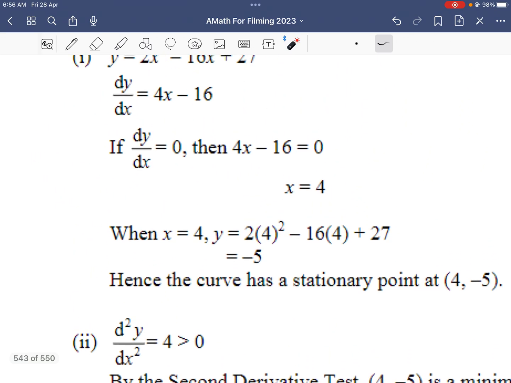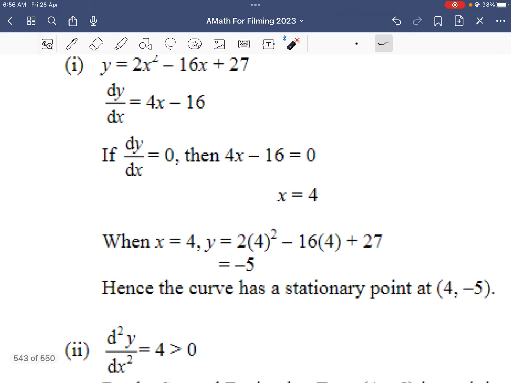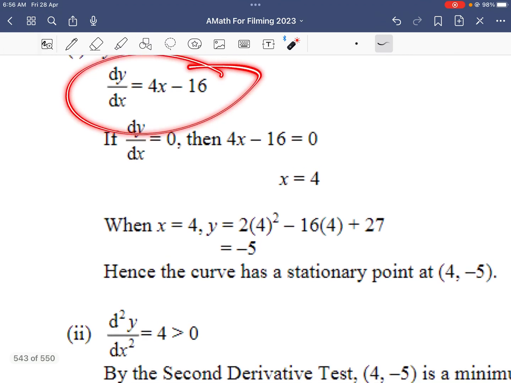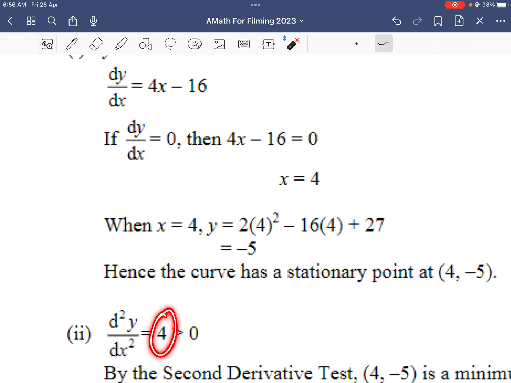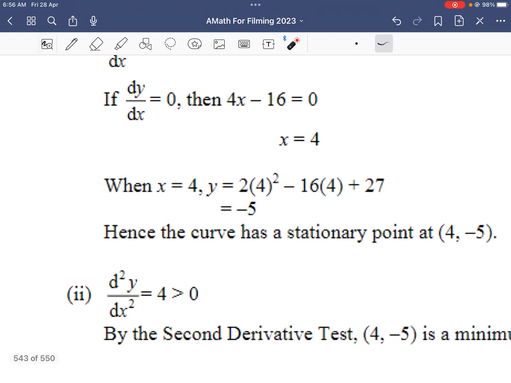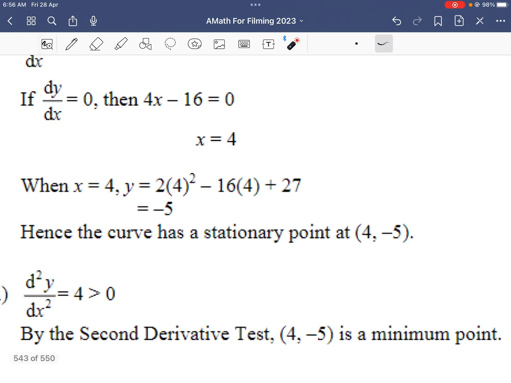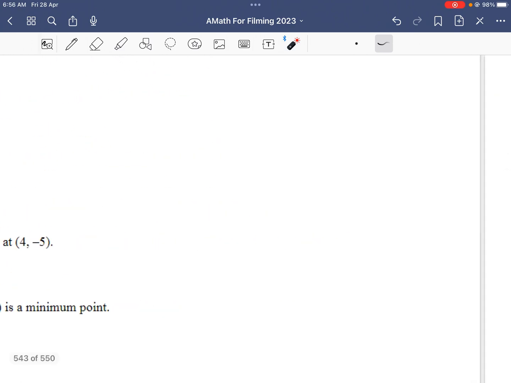Then if you do the second differential, they did show you this. If you differentiate the first differential one time, you get 4. In this case, you don't even need to substitute the value of x. Immediately you notice that the value is just positive. If it's positive, remember it's the opposite, so positive means it is a minimum point. So by the second derivative test, (4, -5) is a minimum point.